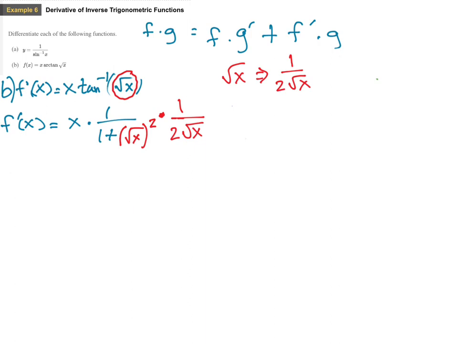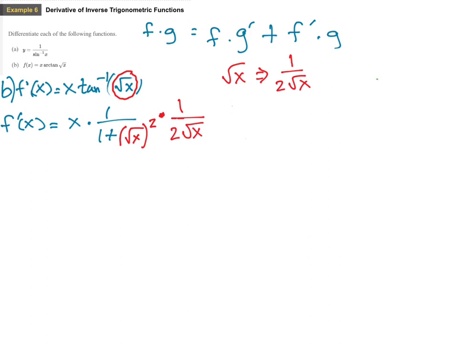1 over 2 square root x. And the reason we had to multiply that by that is because there's an inner function on our tangent inverse. Can y'all see that? Okay? We don't have time for no. You either see it or you don't. Okay, carry on. Here we go.